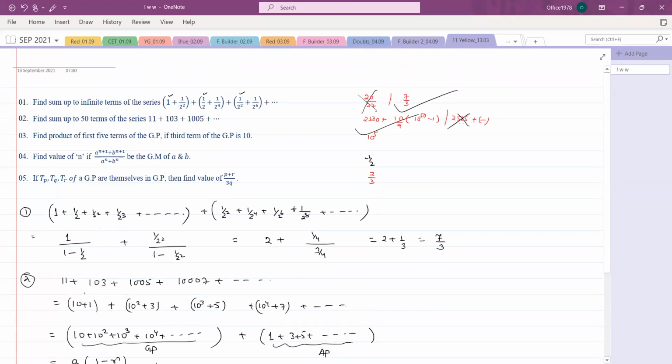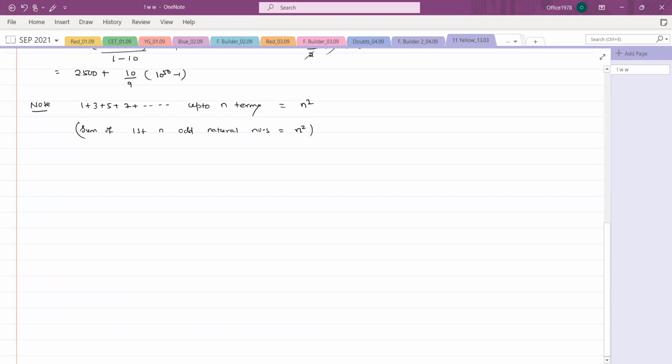Find the product of the first 5 terms of a GP if the third term is 10. Third term 10. Fourth term is what? If the third term of the GP is 10, what about the fourth term? 10 into R. What about the fifth term? 10 R square. What about the second term? 10 by R. And the first, 10 by R square.